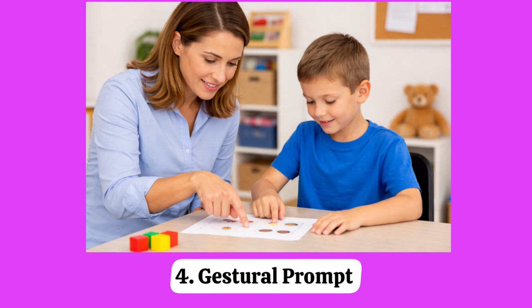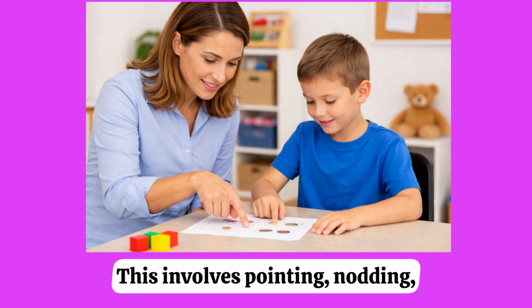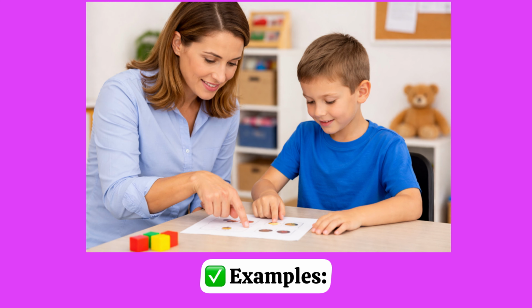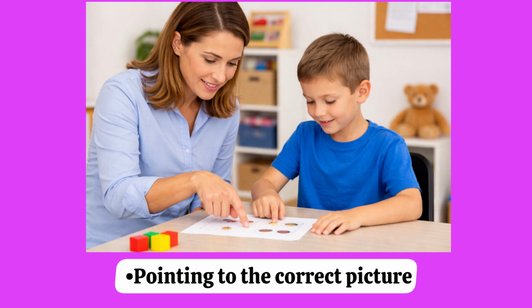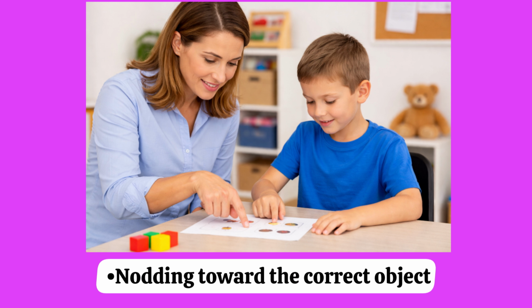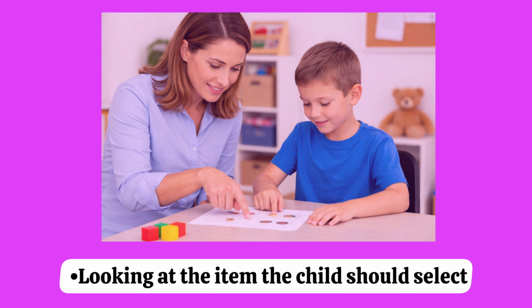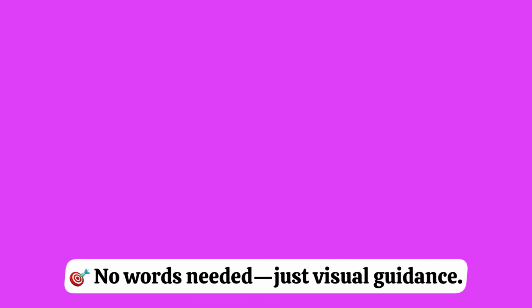4. Gestural prompt. This involves pointing, nodding, or looking at the correct answer. Examples: pointing to the correct picture, nodding toward the correct object, looking at the item the child should select. No words needed, just visual guidance.